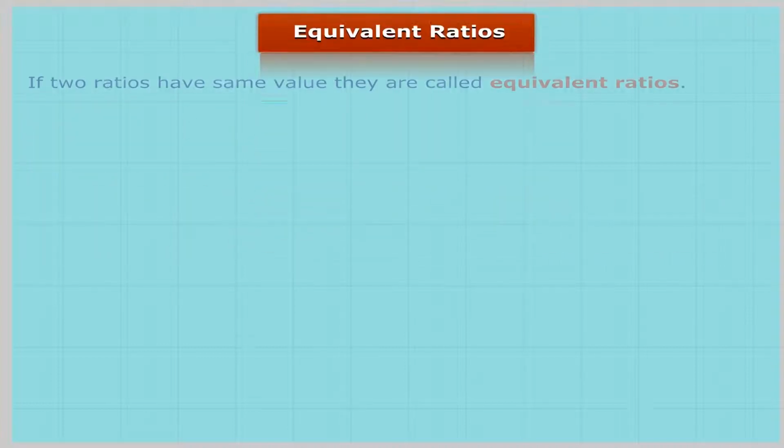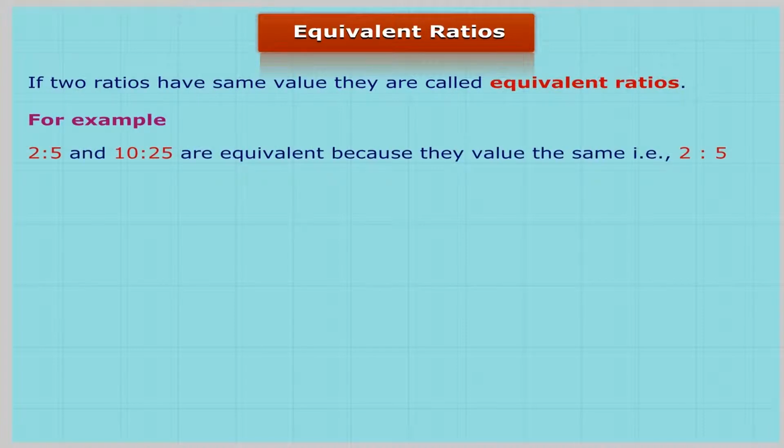Equivalent ratios. If two ratios have the same value, they are called equivalent ratios. For example, ratio of 2 to 5 and 10 to 25 are equivalent because their value is same. That is, ratio of 2 to 5. Ratio of 10 to 25 equal to 10 upon 25 equal to 2 upon 5 equal to ratio of 2 to 5.